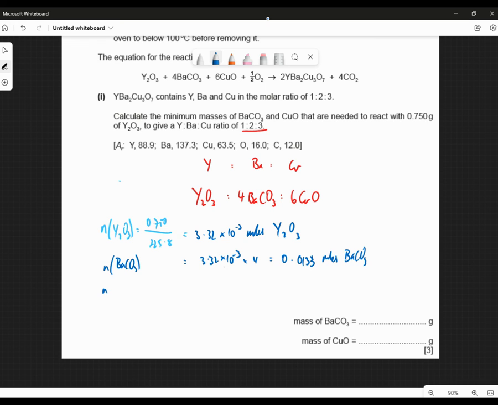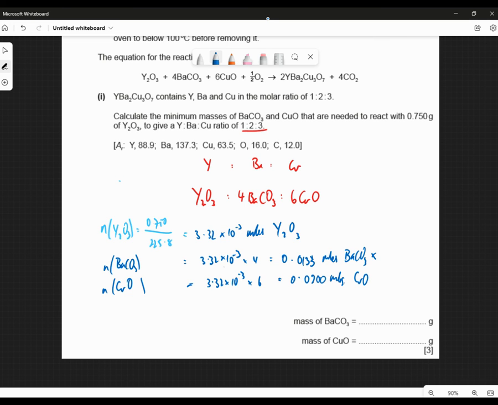And the number of moles I need of copper oxide is this number again, because these are the ratios. 3.32 times 10 to the minus 3 times 6 gives me, very close to, 0.0200 moles of copper oxide.